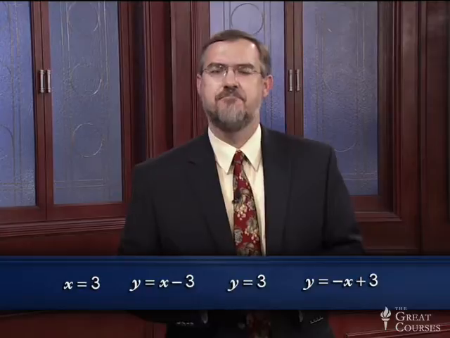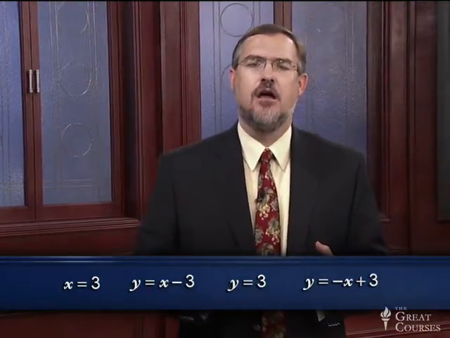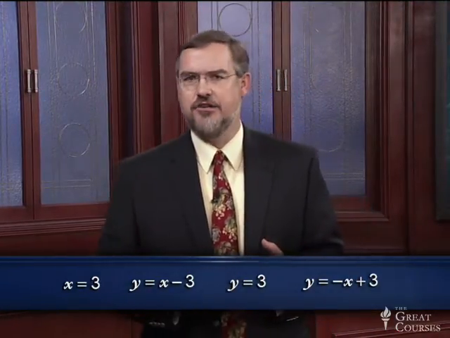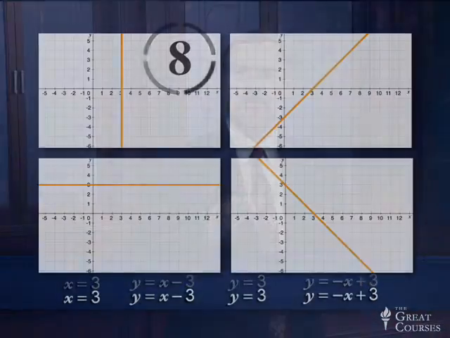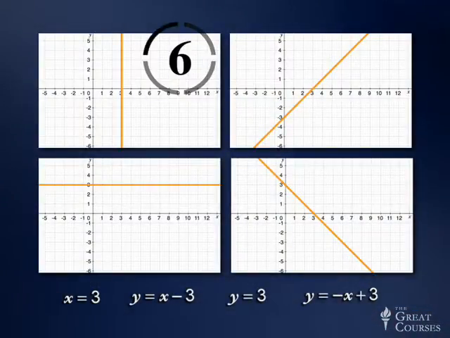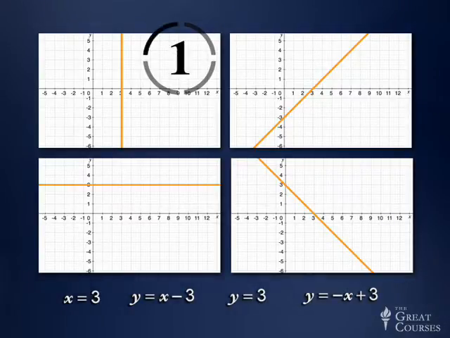So here's what I'd like to try. Let's match the following equations to their graphs. So we're going to look at 4 equations now. All 4 of these are equations of lines, and I want you to match their graphs to the equations. So here are the 4 equations. x equals 3, y equals x minus 3, y equals 3, and y equals negative x plus 3. Now, let's walk through and see where those 4 equations match up to the 4 graphs that you see.